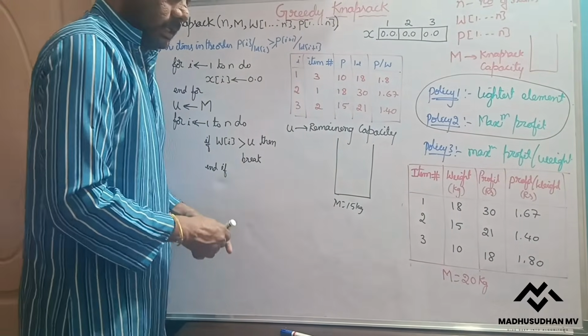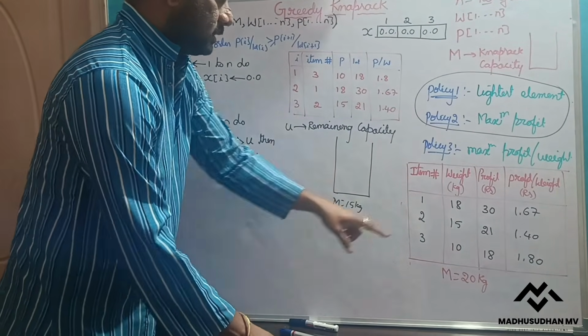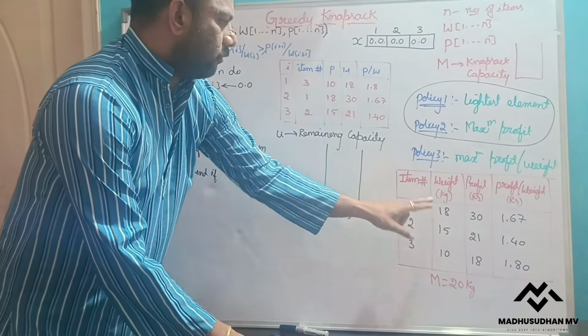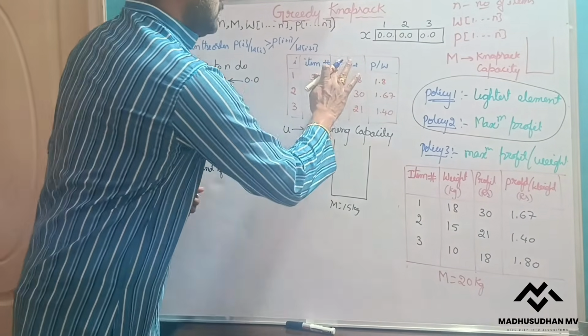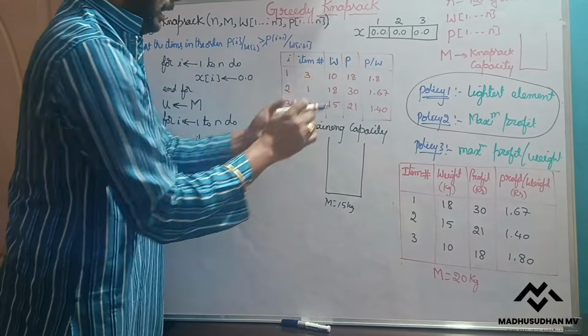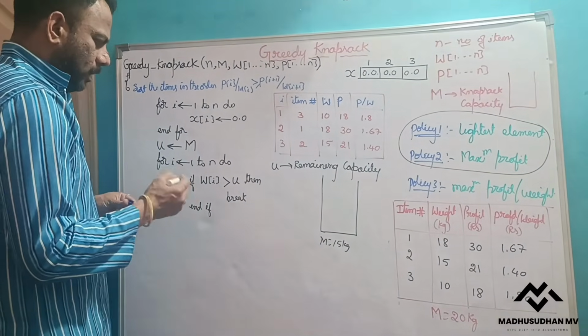See, weight of the object. Here I made one mistake, so I need to change it. 18, 15, 10 are actually the weights, so this should be weight and this is profit. While rewriting, I just interchanged them. Everything else is fine, same concept.